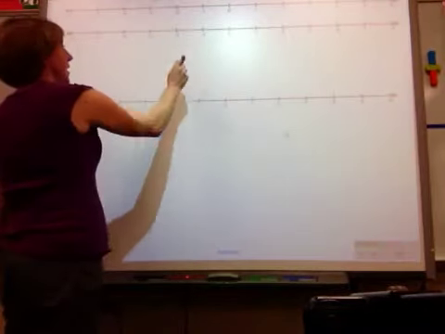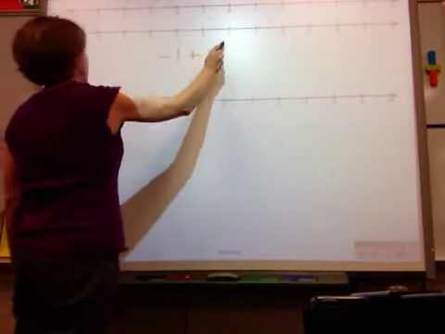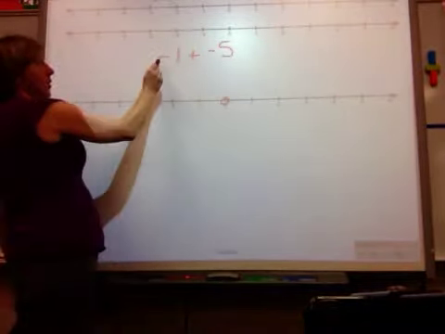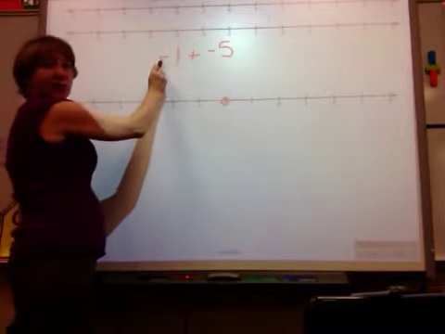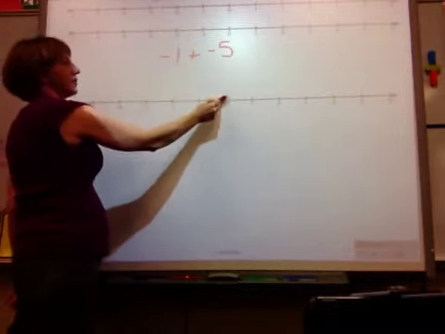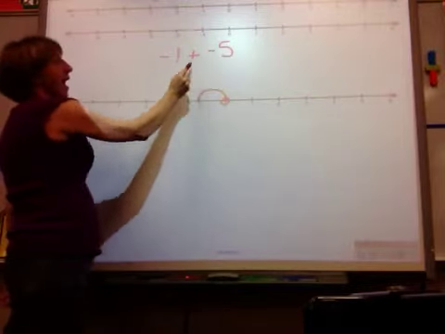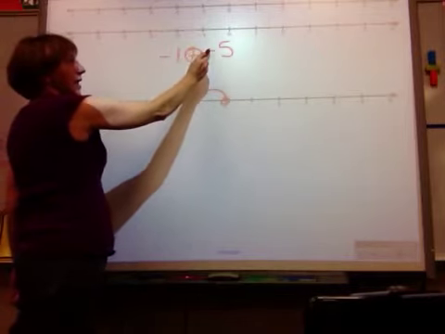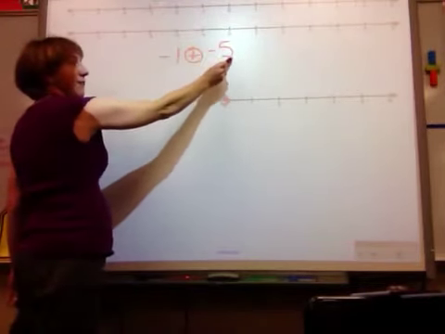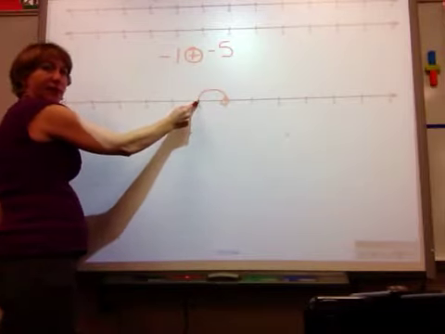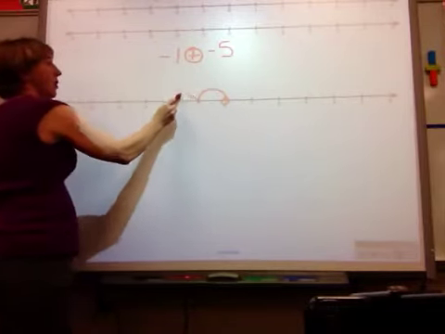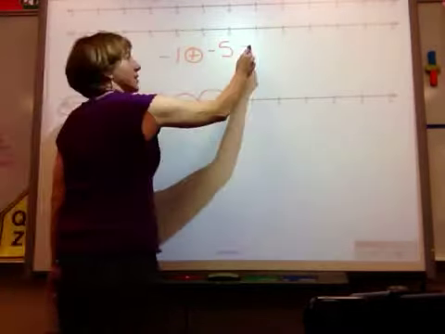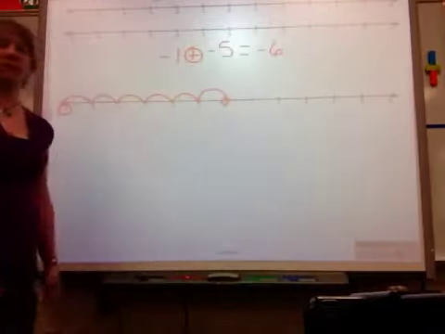Okay, let's say I have negative 1 plus negative 5. I always start at 0. I'm going to move in the negative direction, which means left, 1 place. So from 0, I'm going to move 1 place left. And plus, and I'm going to move again negative 5, meaning left 5 more. So I'm going to start from where I left off at negative 1, and I'm going to go left 5. 1, 2, 3, 4, 5. I end up at negative 6. So the answer would be negative 6.